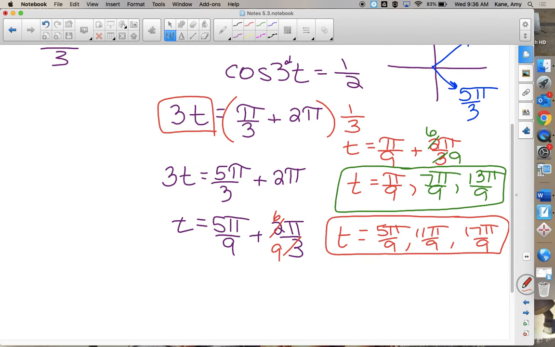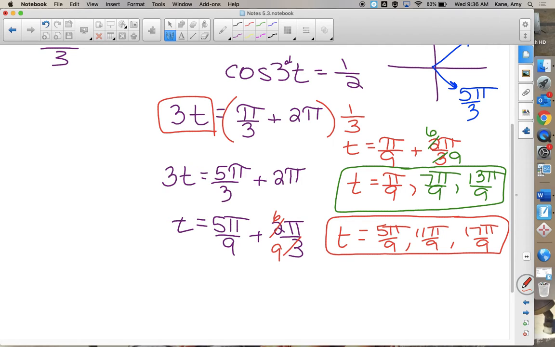Will there ever be a fraction? Yes, the next one we're going to do has a fraction. So what does a fraction usually do then, Hannah? It makes it bigger. So that means you would have fewer answers, because now the period is bigger than 2 pi instead of smaller than 2 pi. So those are actually nice because you have fewer instead of more.